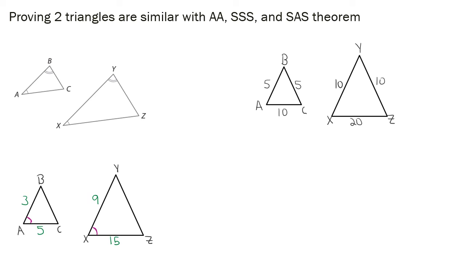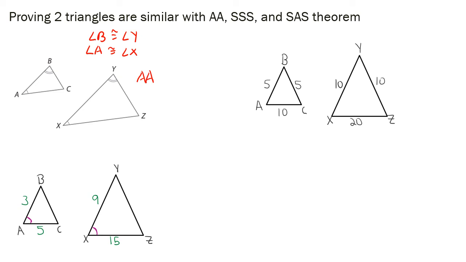Proving two triangles are similar. There's 3 theorems that let us prove two triangles are similar, and that is AA, referring to angle, SSS, the 3 sides are proportional, and SAS, where there's 2 proportional sides and the angle between them is congruent. So as an example of how this works, this concept, we have angle B is congruent to angle Y, and angle A is congruent to angle X. By knowing that these 2 corresponding angles are congruent, these 2 figures are similar based on the theorem AA.